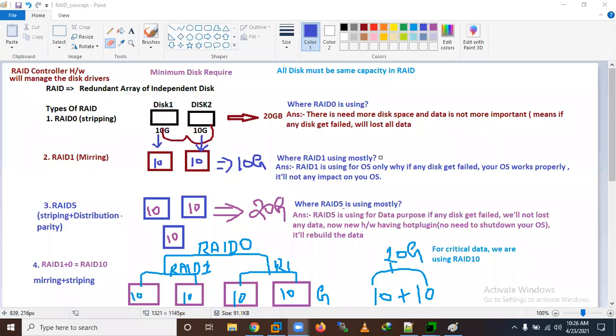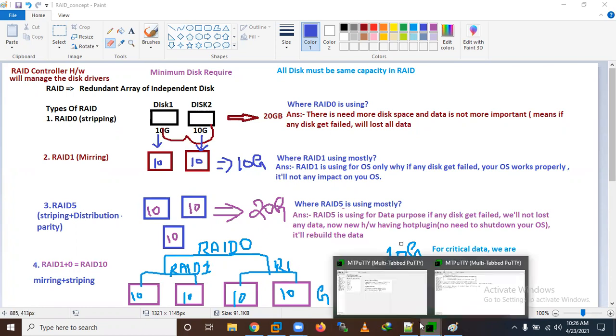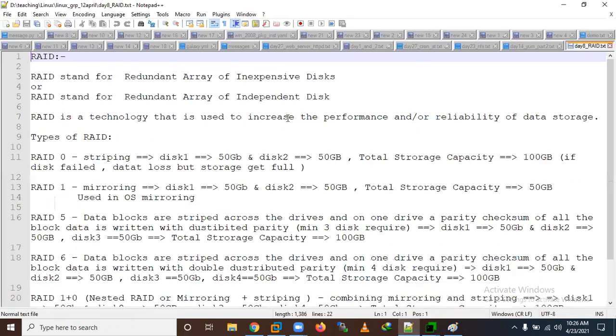So today we will learn about RAID. RAID stands for Redundant Array of Independent Disks. Why are we using RAID? RAID is used to increase the performance or reliability of the data. That is the reason we use it. We can configure RAID on the storage side, as well as from a server end.